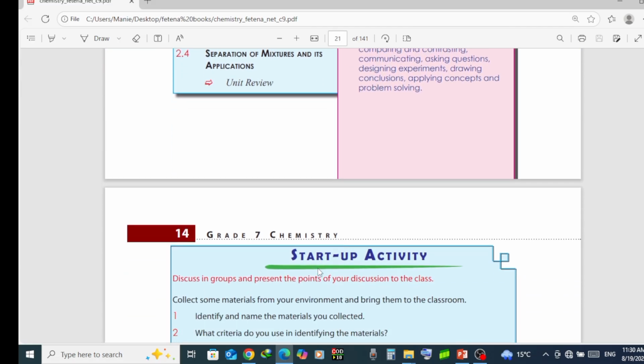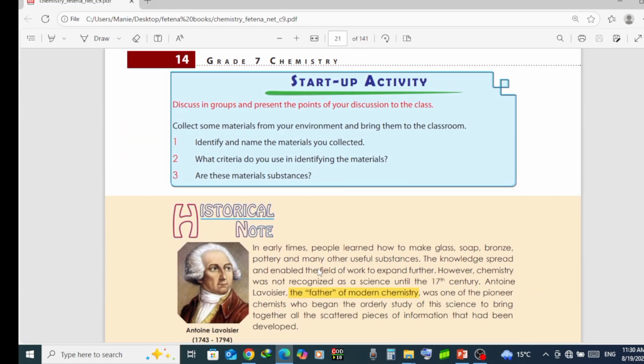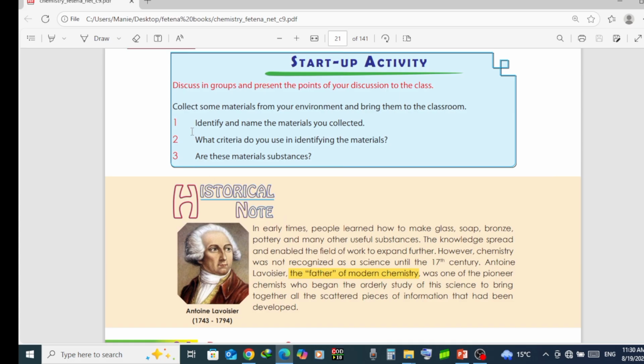So to start up activity here we have these things. Collect some materials from your environment and bring them to the classroom.